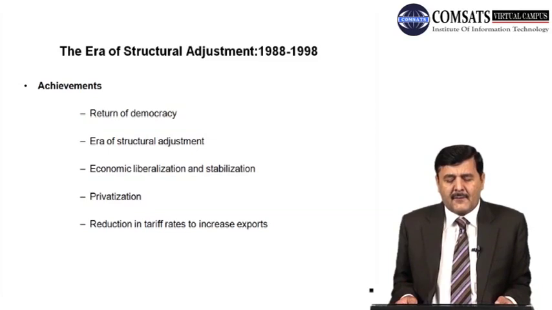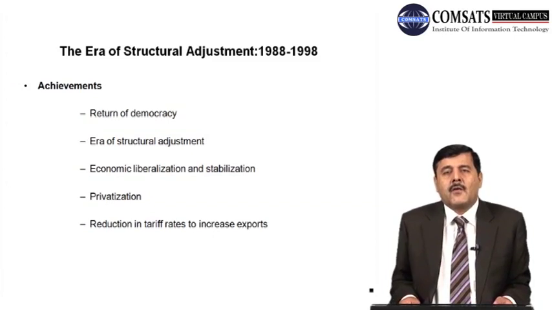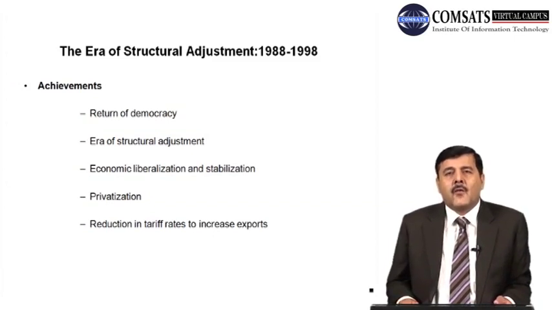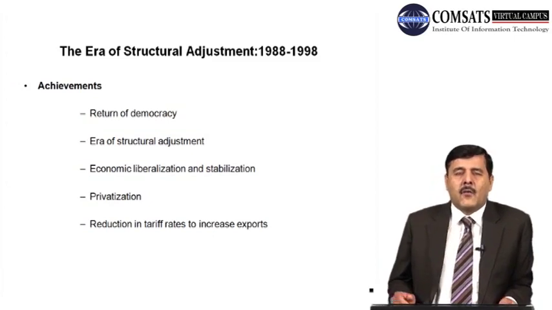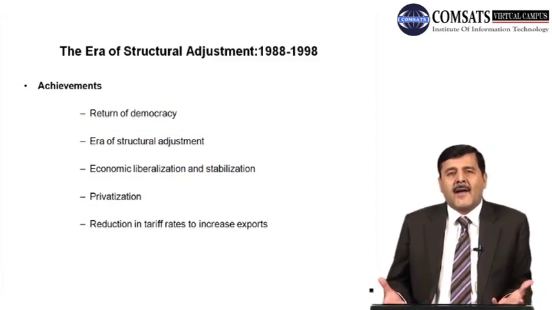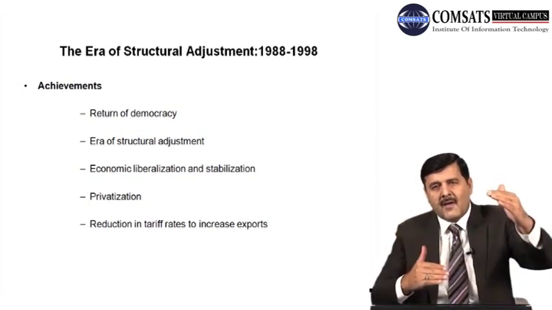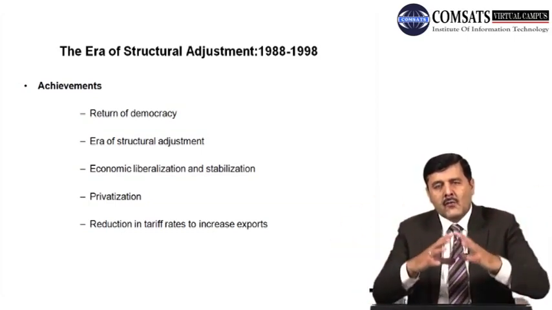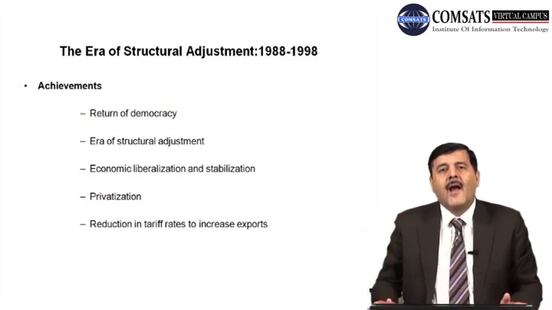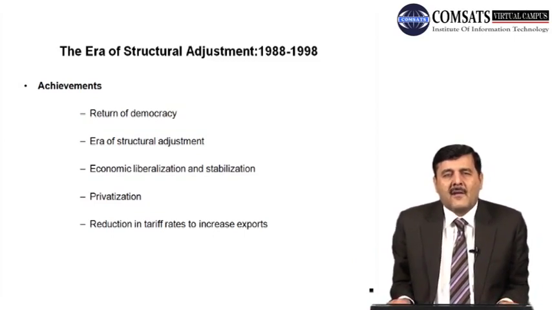After that came the reduction in tariff rates to increase exports. The government reduced tariff rates to increase exports. Tariffs on exports were reduced and tariffs on imports were increased. The government tried to increase exports and reduce imports, to narrow the gap between exports and imports, improve the trade balance and the balance of payments. So these were some of the achievements of this era of structural adjustment, between 1988 and 1998.